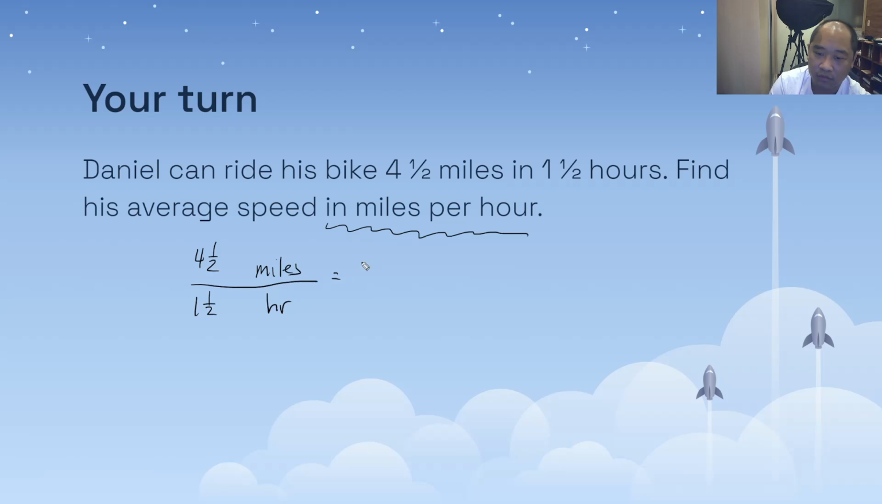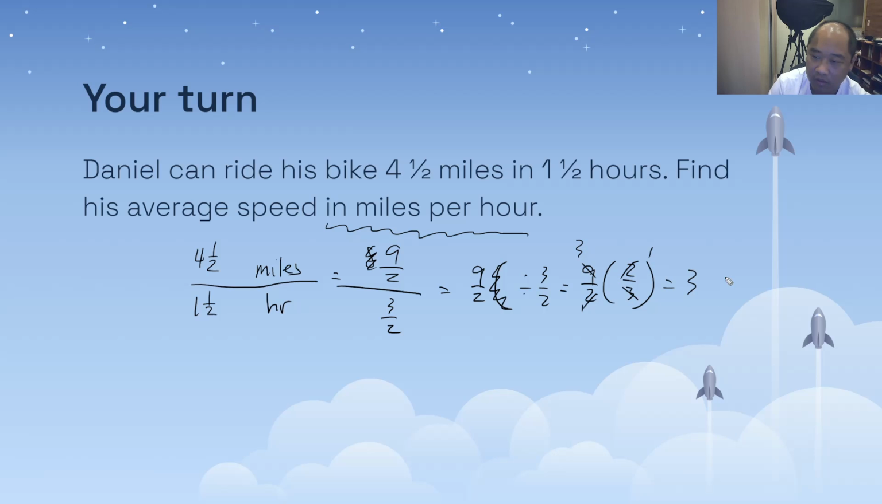So 4.5 is the same thing as 9 over 2 over 3 over 2, which is the same thing as 9 over 2 divided by 3 over 2, which is 9 over 2 times 2 over 3. Then we can reduce this. That's 3. 3 miles per hour.